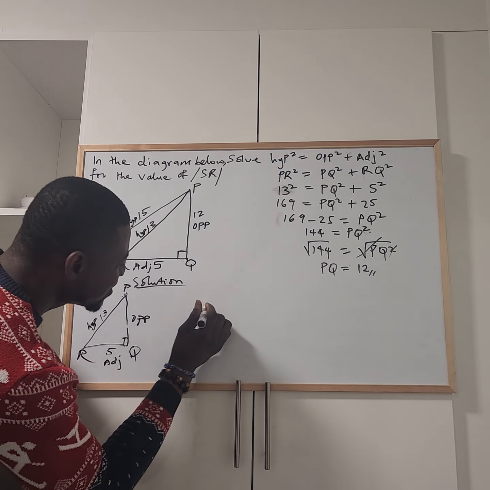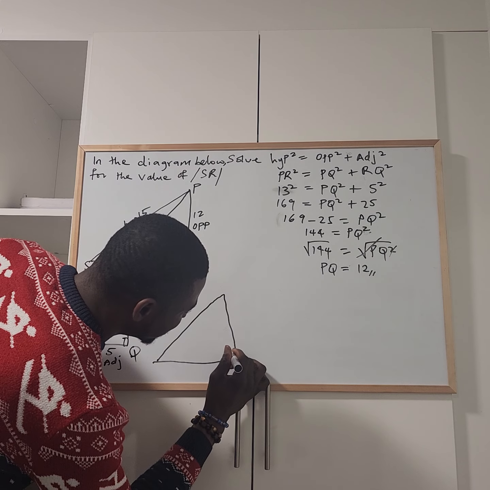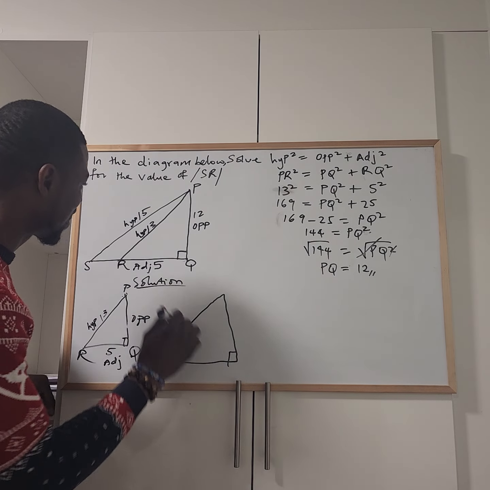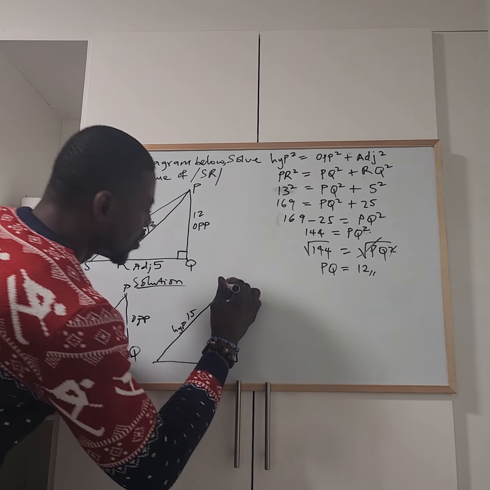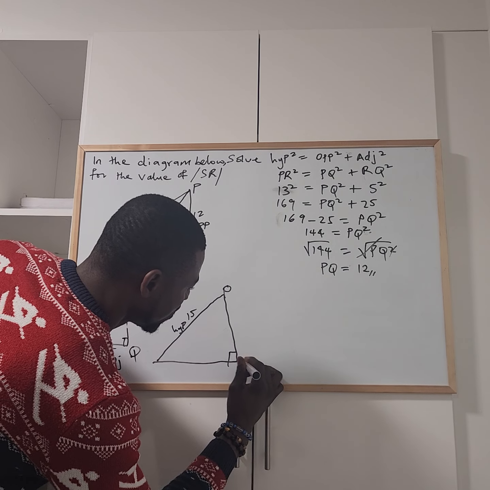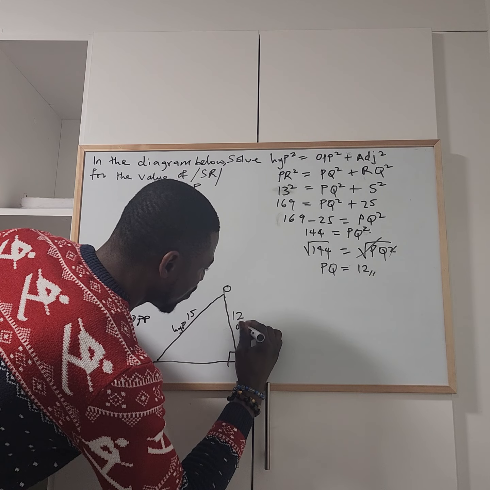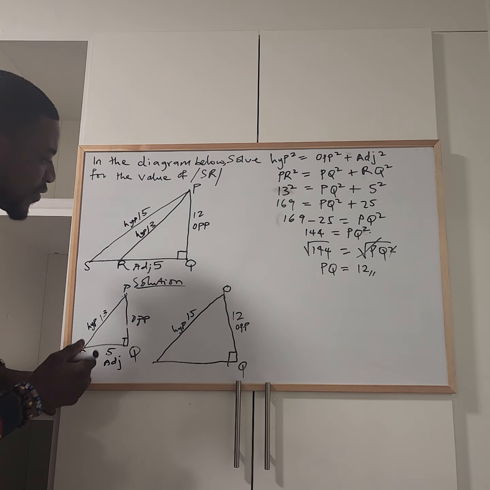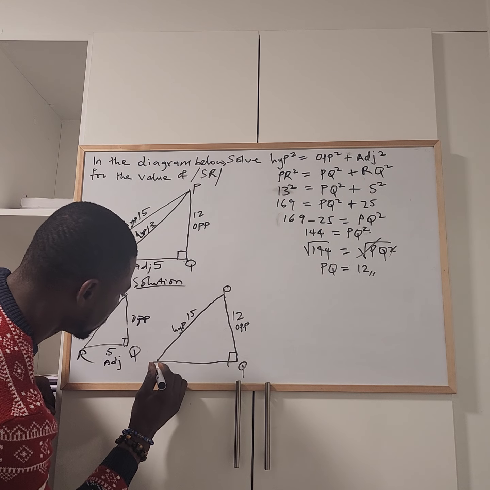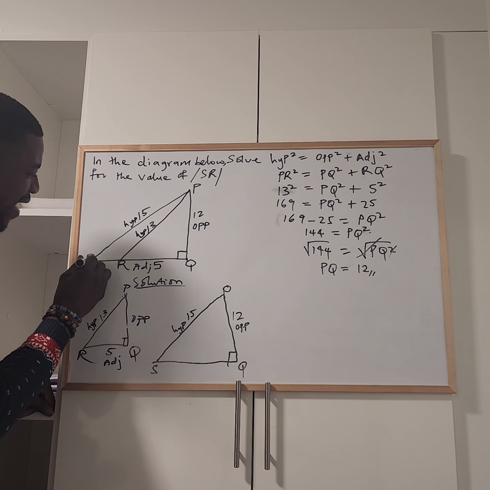So if I repeat the main diagram now, watch this. This still denotes my right angle. The side facing it is the hypotenuse, remember? And the value is 15. What is here? PQ. We've gotten it to be 12, which is still our opposite. From here to here is SR. I'm talking about the main diagram now, not the smaller one that I brought out. We're looking for this side from here to here.